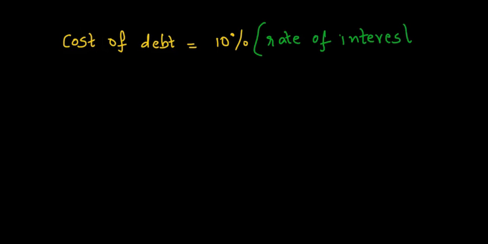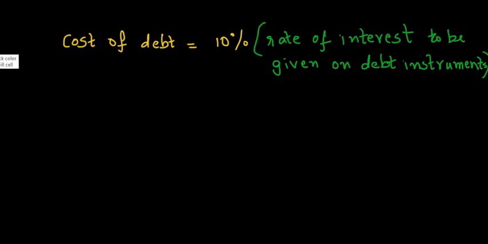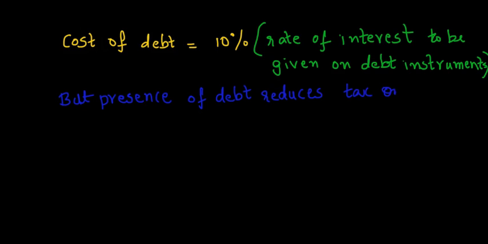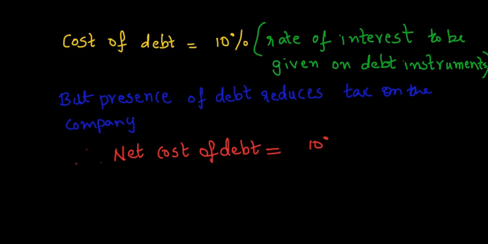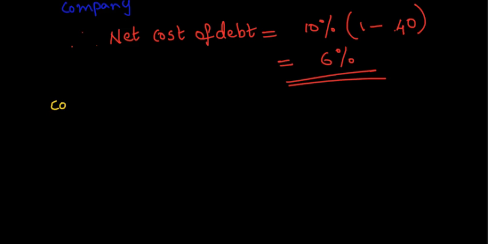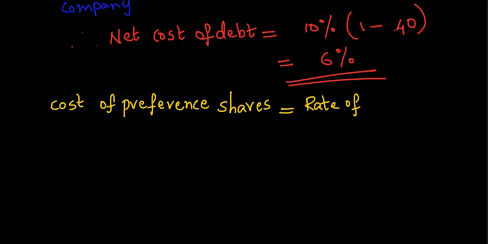But how is it 6%? Isn't it 10% as evidenced by the financials? From our previous study, we have understood that presence of debt in the capital reduces tax impact, and hence the net cost of debt would only be 10% into 60%, which is 6%. This 6% is the number given in the question. Next, cost of preference share capital is the rate of dividend paid on the shares, which is 12%.